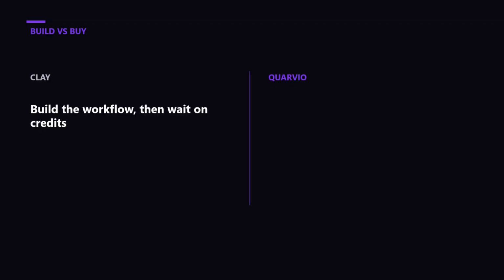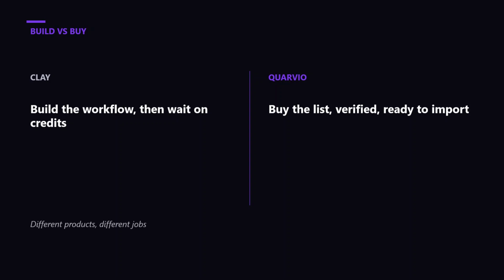That gap is the real split to understand before comparing Clay to anything else. Clay is a build-it-yourself enrichment engine. You construct the workflow, and the platform executes it across whatever sources you've wired in. Quarvio is a buy-it-already-built list. You specify criteria, and a pre-verified batch arrives ready to import, with no workflow to construct first.